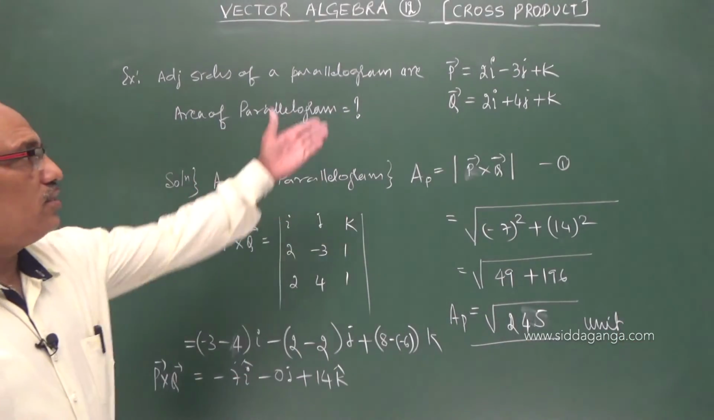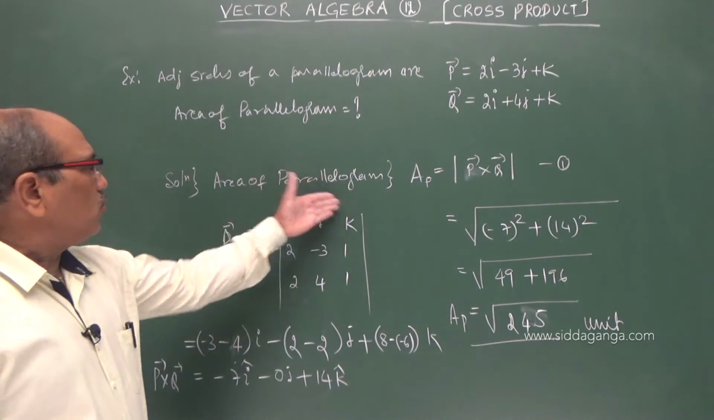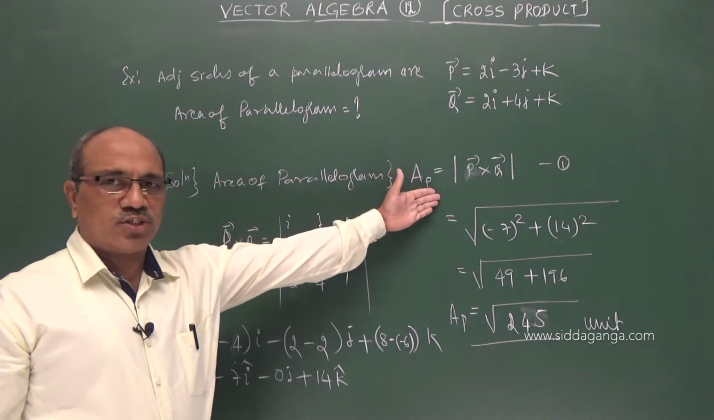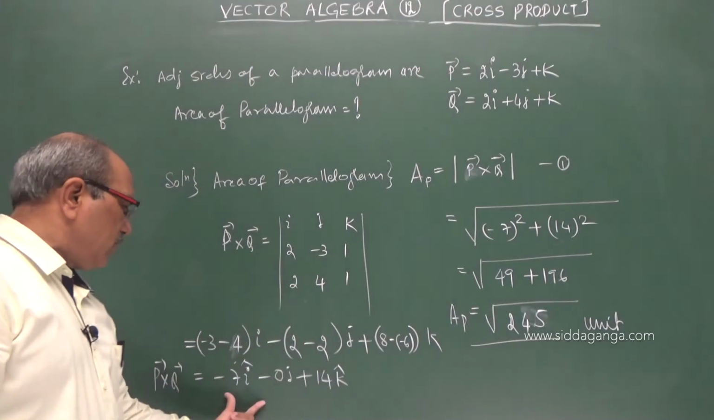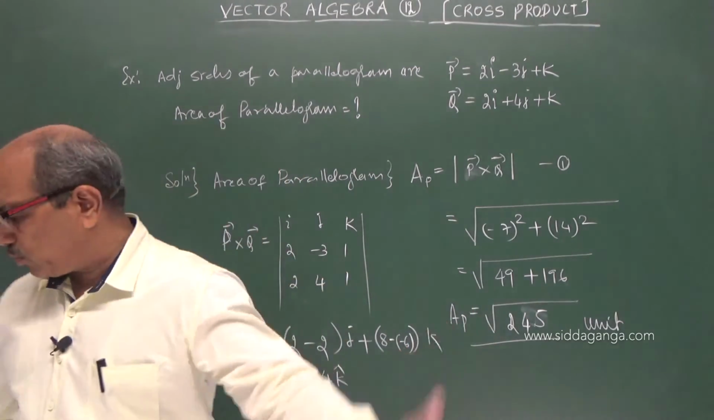So they gave the two vectors. You cannot keep your hand on your head and wait. Just go for the area of the parallelogram as P cross Q. Using the determinant, find the vector. Using the root formula, calculate the value. Let us go to another.